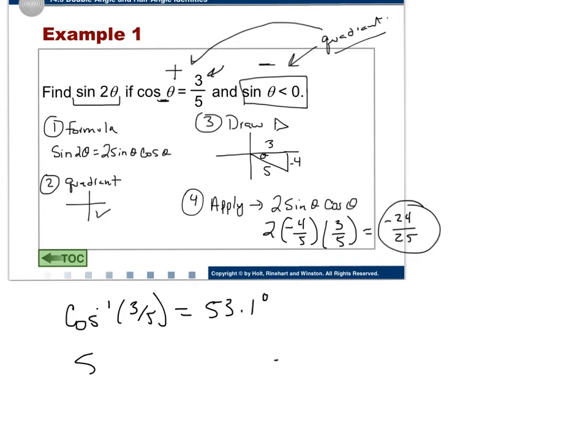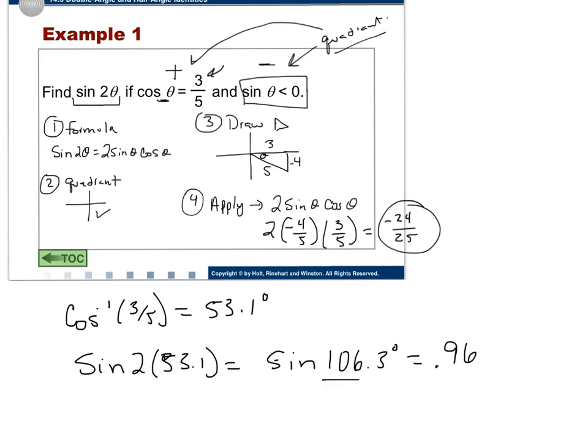Now what's sine of that angle if I double it? Basically, what's sine of 106.3 degrees? I rounded to the nearest tenth. If you take sine of that value, I'm going to get 0.96.